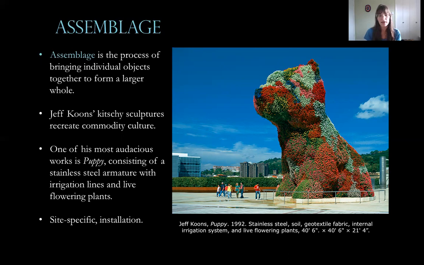It consists of a stainless steel armature with irrigation lines inside of it. Basically it's water. You can turn on the hoses and it'll water itself. And these are all live flowering plants. There's 70,000 flowers here and 23 tons of soil that the artist put together. Students love this piece. Every semester, people are like, that dog was so cool, because it's a living sculpture, right? It's also site-specific, and it's also an installation. These are other terms we'll talk about in just a moment.